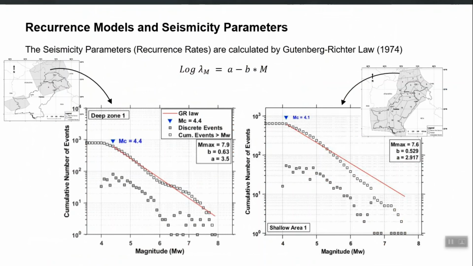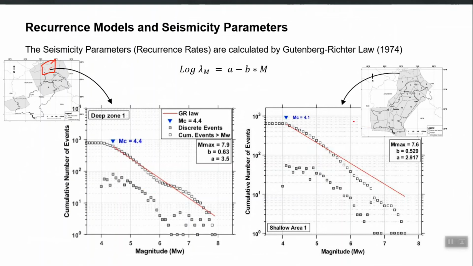This is an example of how we actually constructed the magnitude recurrence relationship for different area sources while doing PSHA of Pakistan. Just one example, this was a deep area source, and for that we constructed this line. You can see that all the dots roughly correspond to a straight line, right? So, our data also confirm this GR model.